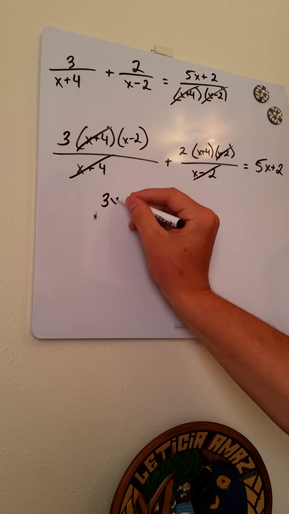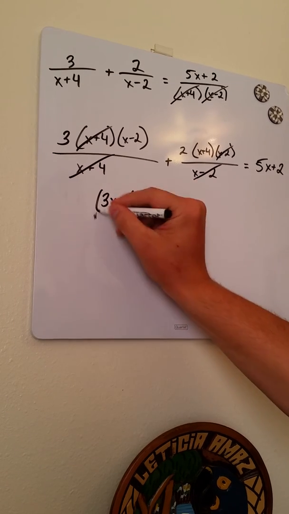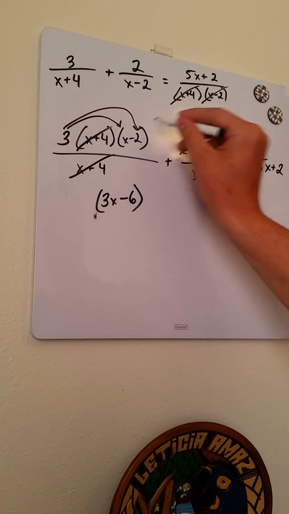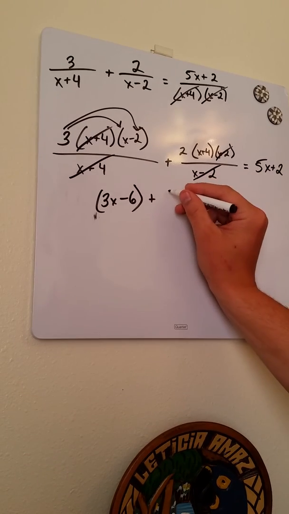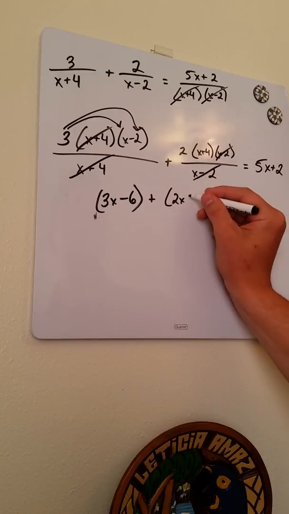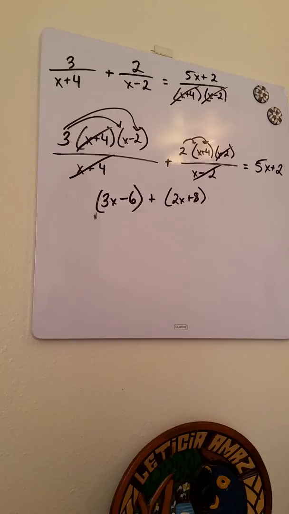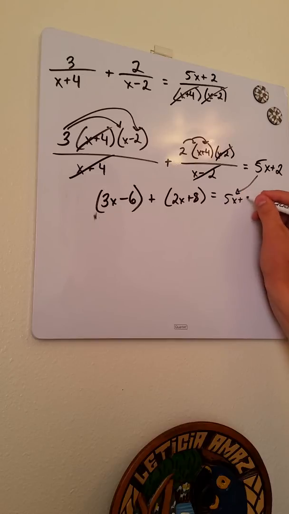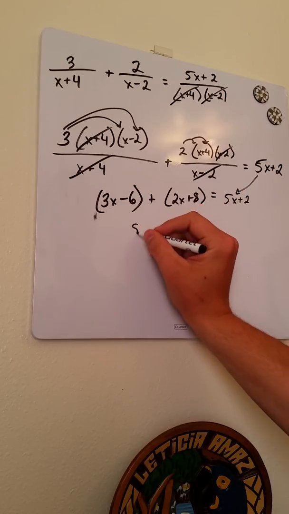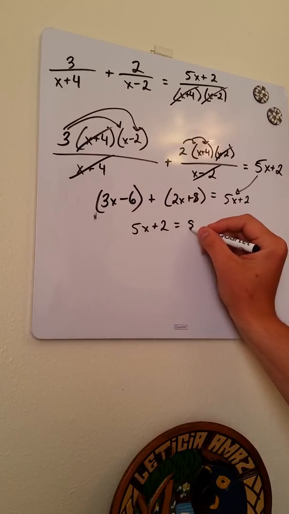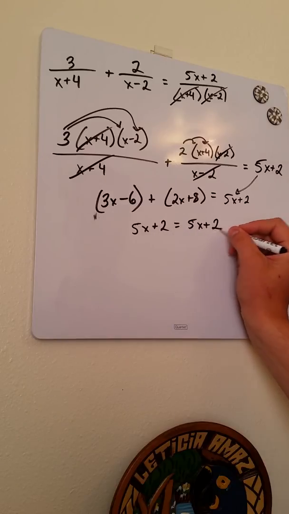3x minus 6 once we distribute the 3 through here, plus 2x plus 8 after distributing the 2 equals 5x plus 2. So now let's combine like terms. 5x plus 2 equals 5x plus 2.